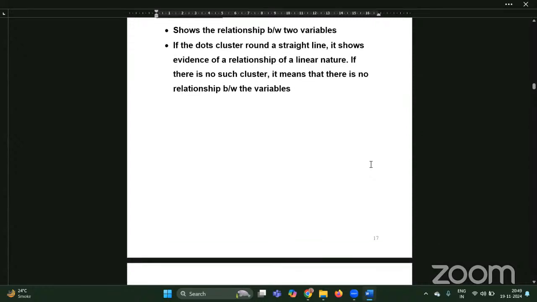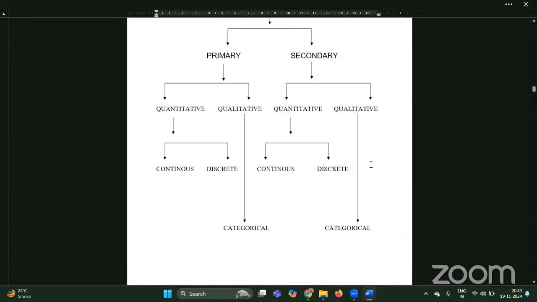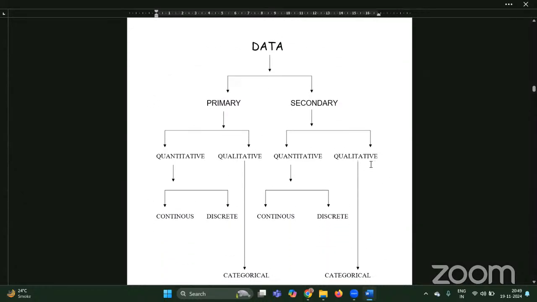A scatter diagram has an x versus y axis, both are variables, like height and weight. Then that is the scatter diagram. Data, as we know, is primary and secondary data, right? And then both could be qualitative and quantitative.